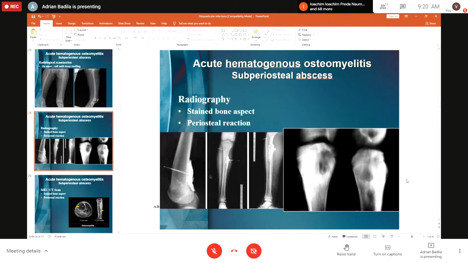In the first three, we can see these stained bone aspects and a periosteal reaction, while in the second image, we have the stained bone aspect at the level of the proximal diaphysis of the tibia, and here we have the growth plate. So it's a child.